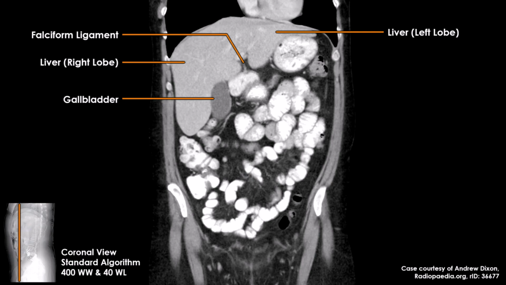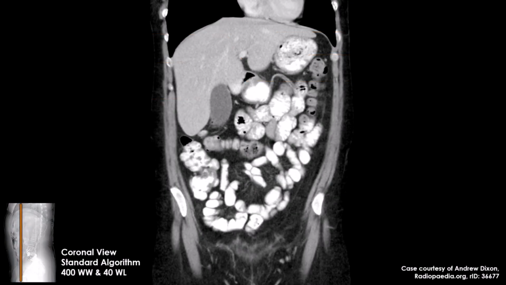Take note of some of the surrounding gastrointestinal structures. We can see the contrast-filled stomach in the left upper quadrant adjacent to the left lobe of the liver. We can also see the duodenum, the first segment of the small bowel. This segment of the small bowel is important when discussing the liver and gallbladder because bile from the gallbladder empties into the duodenum.